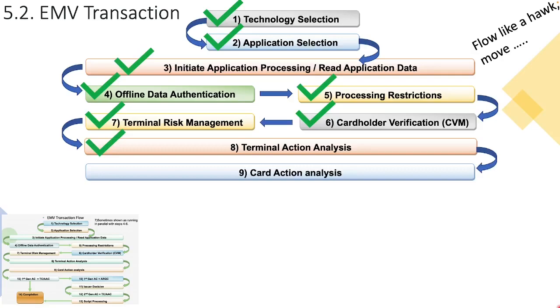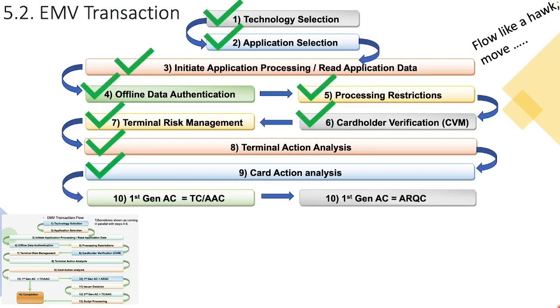Once this was done, the card did its own card action analysis, and in this phase, it made a decision in terms of how it would like the transaction to proceed. And the options obviously were the card could decide to either approve the transaction, which is a TC, or decline it offline, right? But in our scenario, we actually opted for the card to generate an ARQC, which was an indication or a decision to send the transaction online for the issuer host to have some input into the transaction.